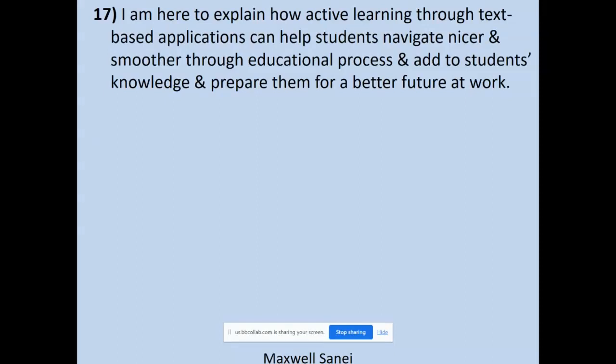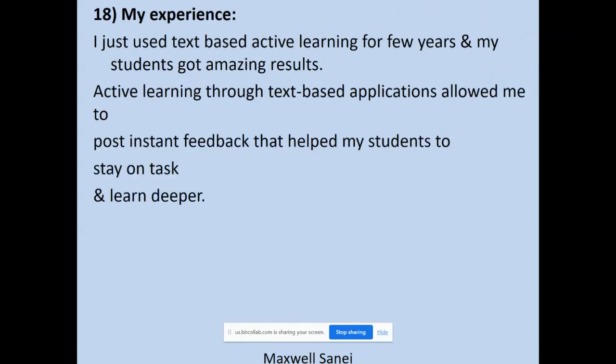So I'm here to explain how active learning through text-based applications can help students navigate the educational process more smoothly, add to their knowledge, and prepare them for a better future at work. Okay, my experience. I was talking about that at the beginning.